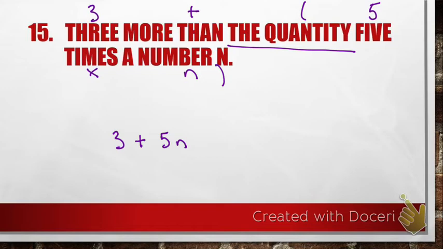Now I could put 5 n in parentheses, but since it is not like a sum or a difference, I really don't need to, but I'm going to leave it as 3 plus 5 n.